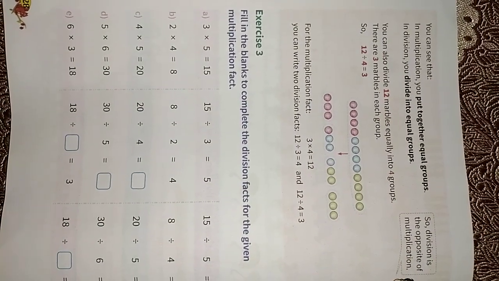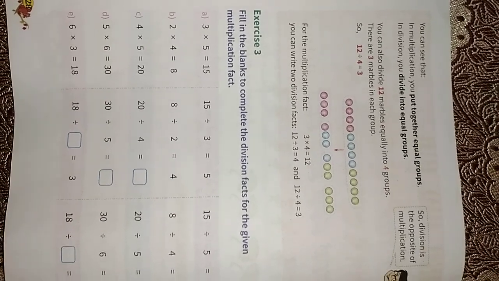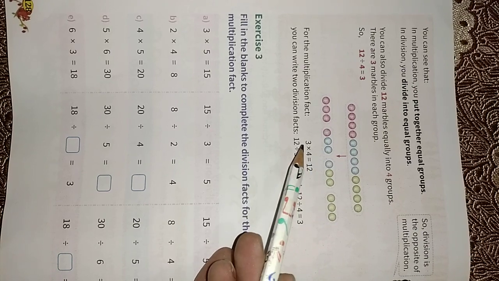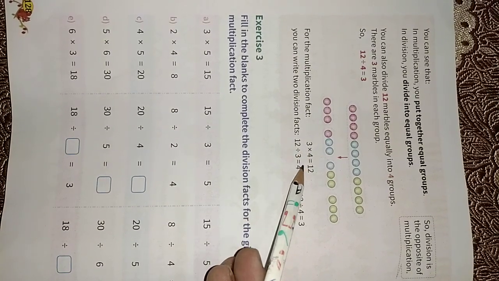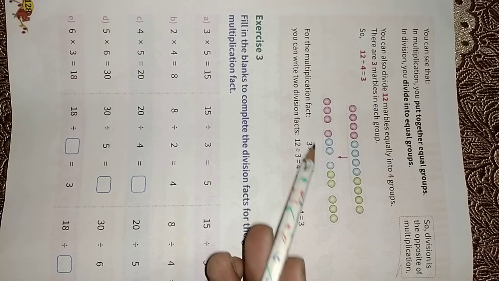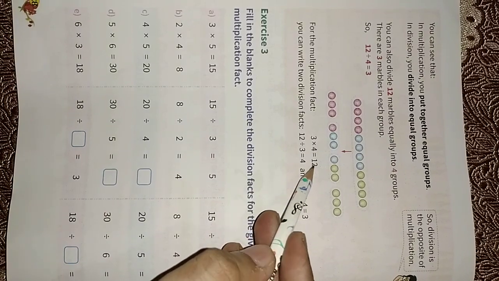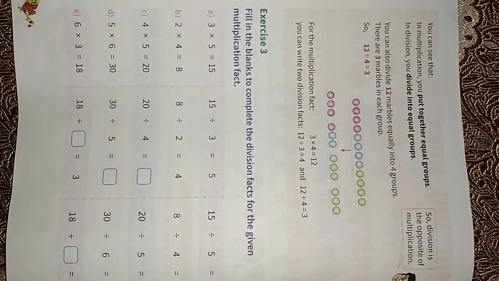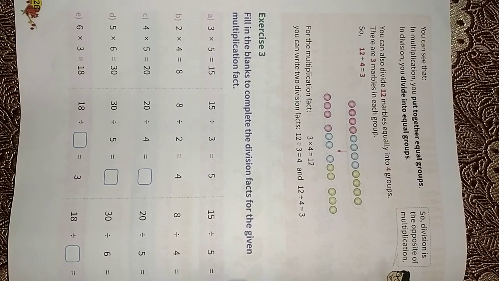First we have to understand the division facts for multiplication fact. Suppose there is a multiplication 3 into 4 is equals to 12. Okay, this is called multiplication fact, जिसमें multiply हो रहा है. Now from this multiplication fact we can write two division facts. Two division facts from one multiplication.